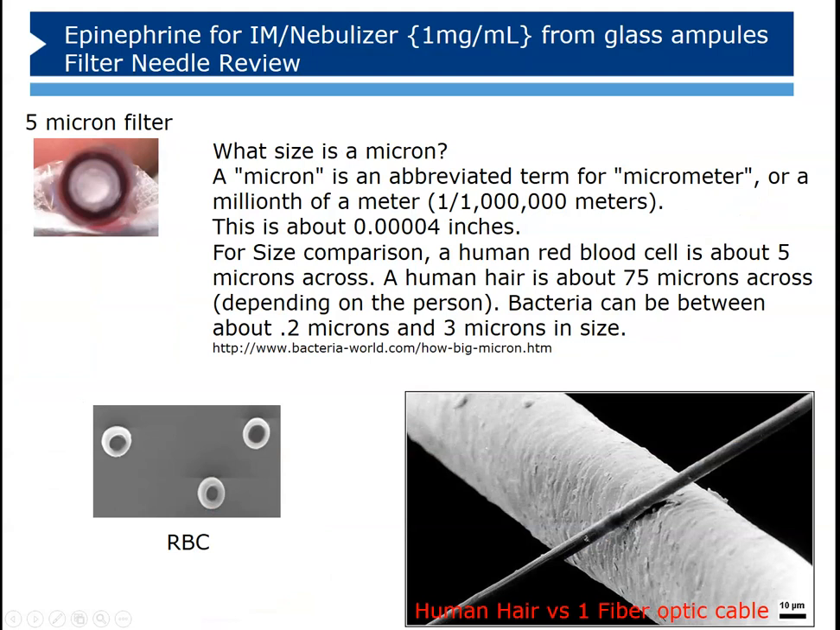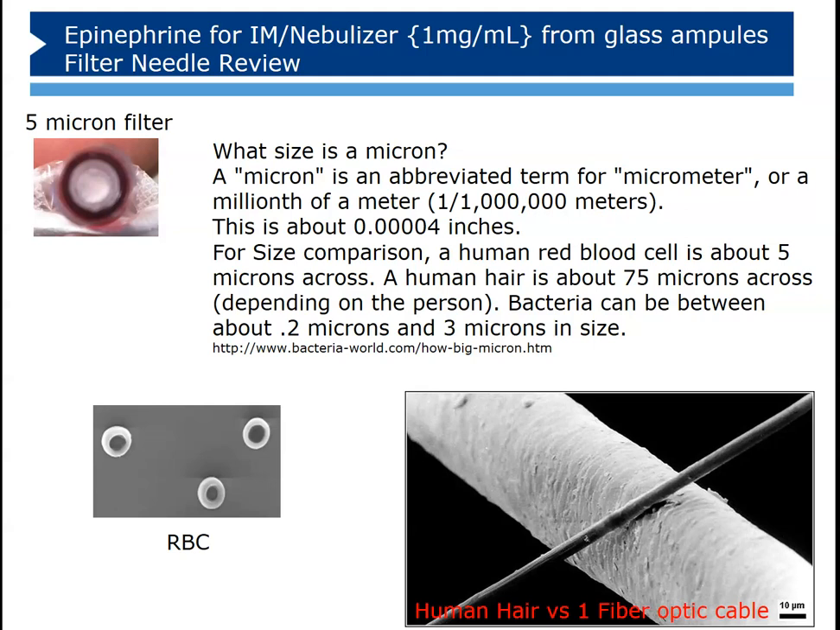Okay, now just for a little learning thing, what is a micron when we talk about micron filters? Well, the size of a micron is interesting, and it's an abbreviated term for micrometer, or a millionth of a meter, which is about 0.00004 inches. If we compare that, a human red blood cell, which I have down here in this electron microscope image, is about 5 microns across, so it should let that through. But just in comparison, one hair on our head is about 75 microns across.